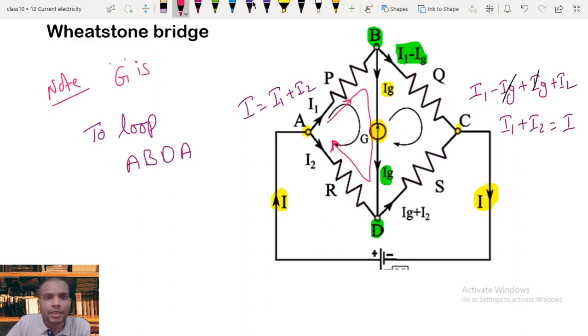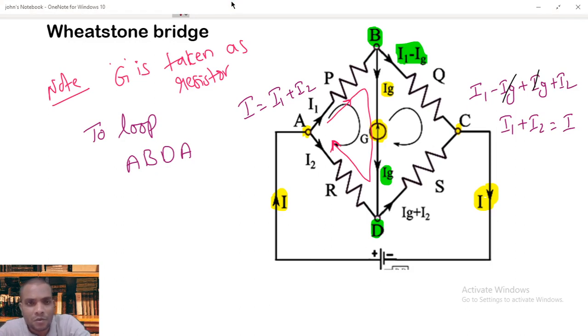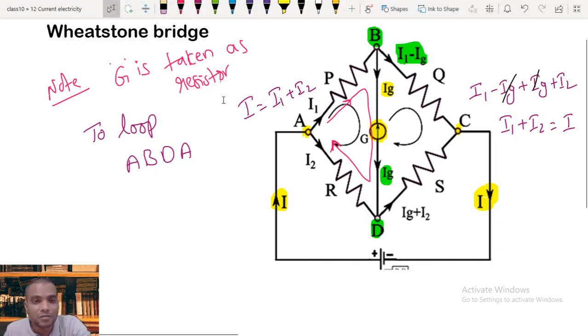G is taken as a resistor because G is a galvanometer, and a galvanometer contains resistance. Here we cannot draw it with a resistance symbol because it's not a resistor. The galvanometer is an instrument, so we represent it with its own symbol, but it has resistance, and we should consider that. So when we apply the loop rule here, the current in the galvanometer and my direction in the loop are both the same. So again, here we need to consider that as negative.